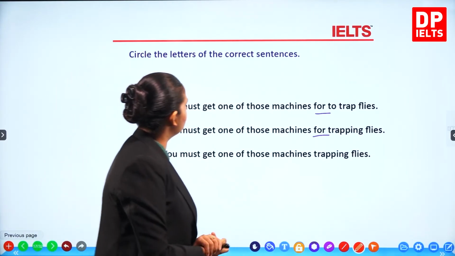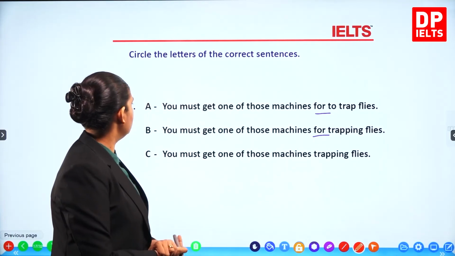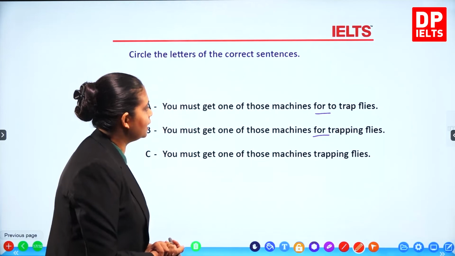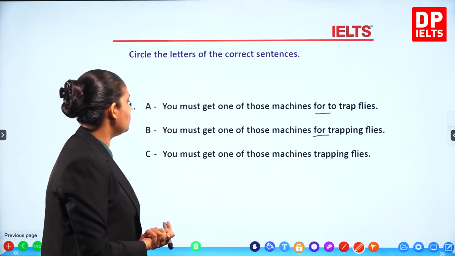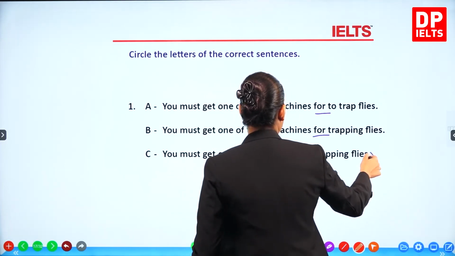You must get one of those machines for trapping flies. So this, of course, does not have anything.